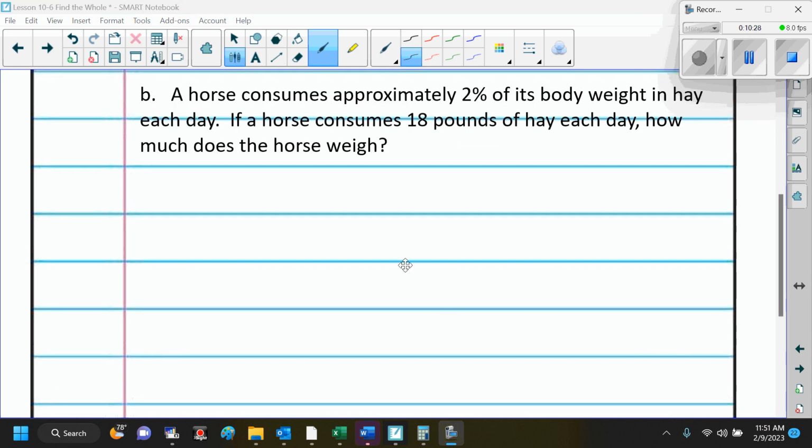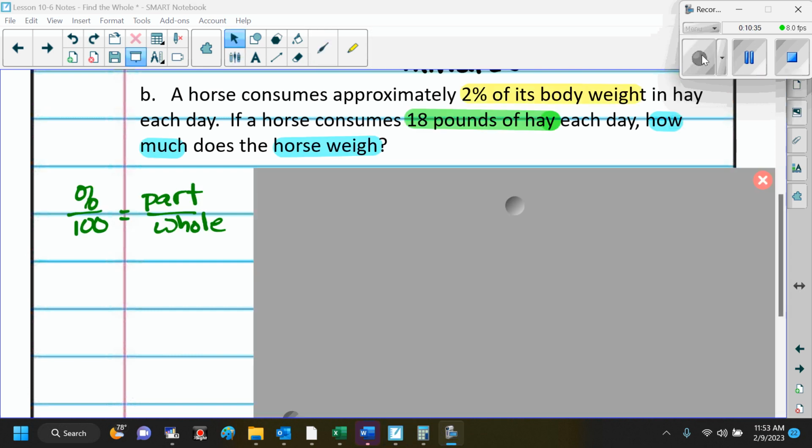So now I want you to take 2 minutes with your table partner to do this next example. So here is the important information, okay? It says a horse consumes approximately 2% of its body weight in hay each day. If a horse consumes 18 pounds of hay each day, how much does the horse weigh? So, again, the percent goes over 100.